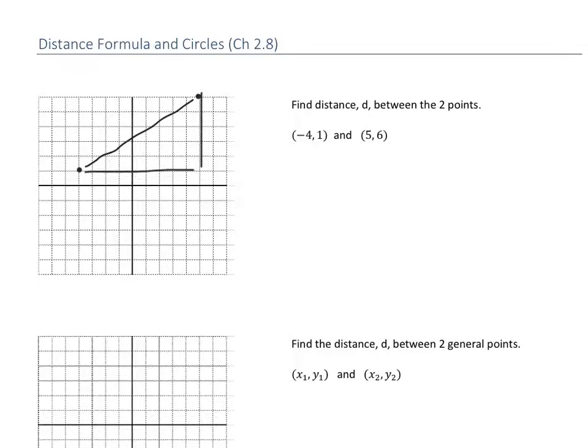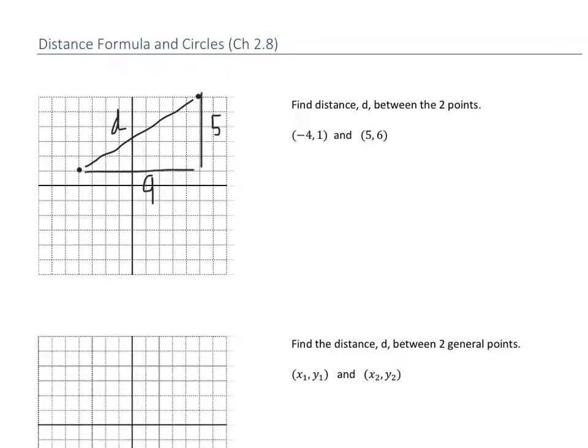Here we are going to develop the generic formula for the distance between 2 points. And to do that, we will first look at an example. So get these 2 points plotted, -4, 1 and 5, 6, and create a right triangle out of them.